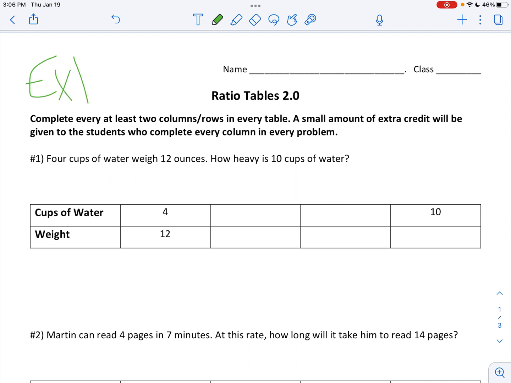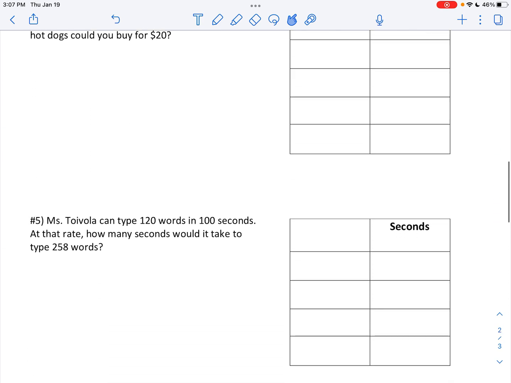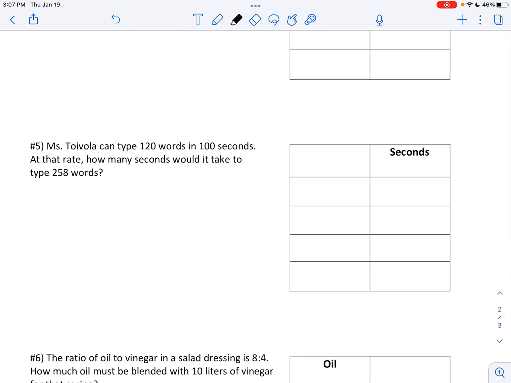I want to remind you that I said you can have extra credit if you complete every table on the front and back side. I wanted to talk to you about problem number 5.